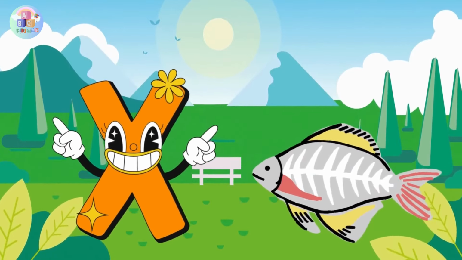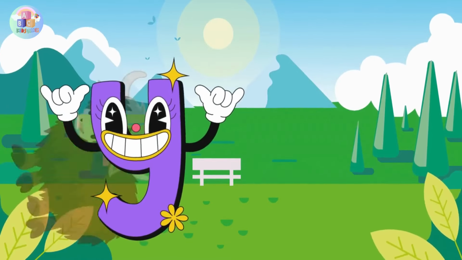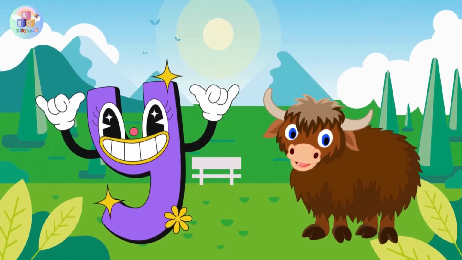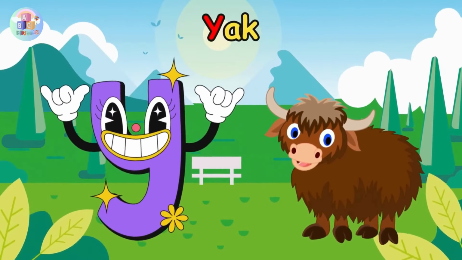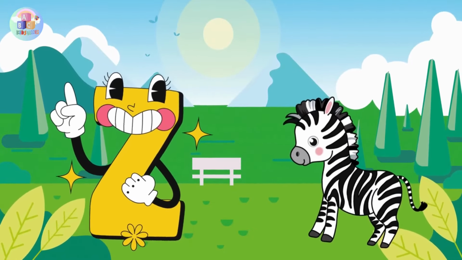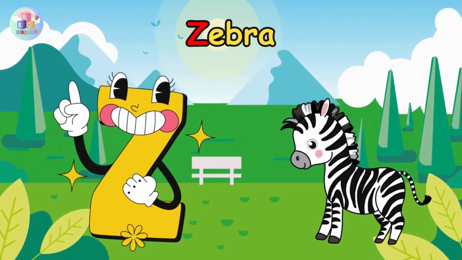X, X-ray fish. X, X-ray fish. Y is for yak. Y, yak. Y, yak. Z is for zebra. Z, zebra. Z, zebra.